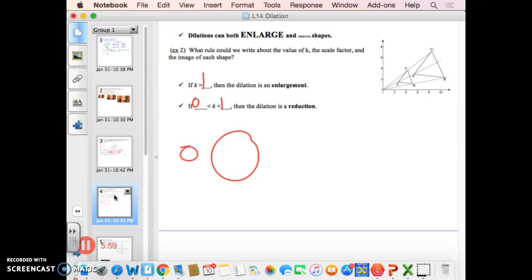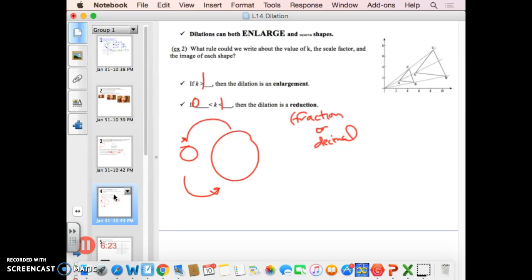So if k is greater than 1, you're going this way. If k is between 0 and 1, you're going this way. Essentially, we mean a fraction or decimal. So if k is a fraction or decimal, you shrink it. And essentially what you're doing is starting at (0, 0) and extending your shape out. So let's look at some examples of what we do here.